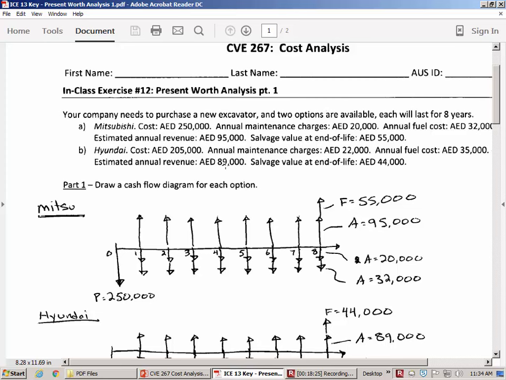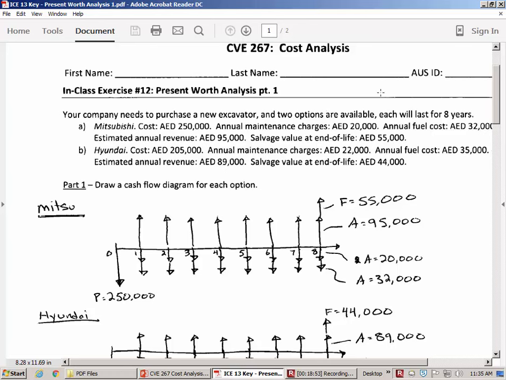So it's an excavator, you can think maybe it has a larger scoop on the front so that it can move more soil out of the way, or maybe it can go from job to job more quickly. And so not all equipment will generate the same amount of revenue. So that was a good question. The fuel costs are different, making the Hyundai more expensive. It may have a different engine.